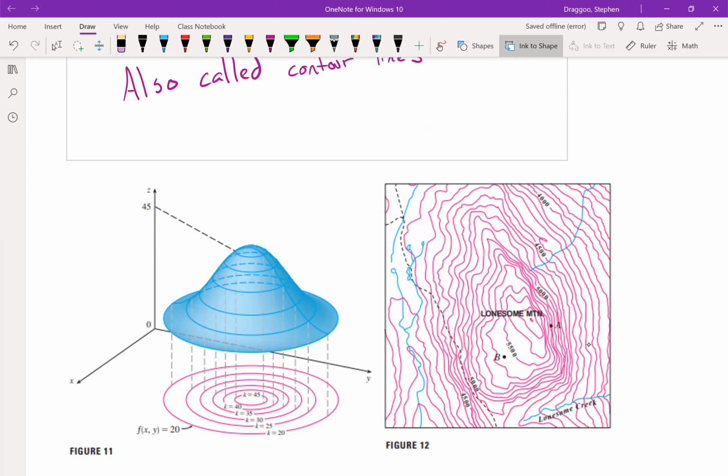So if you were looking to hike up this mountain, you would probably want to take a path that looks something about like this to get up to the top, since we'll want to follow where those level curves are fairly spaced out so that our incline is relatively gradual as we hike up the mountain.